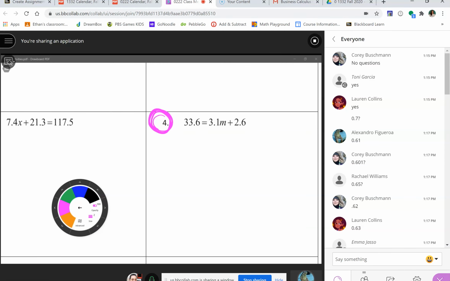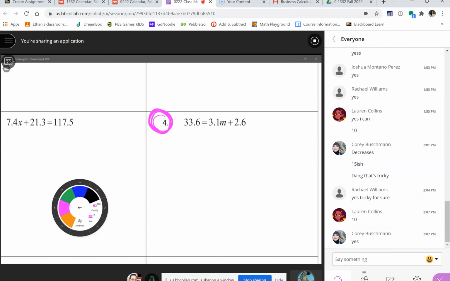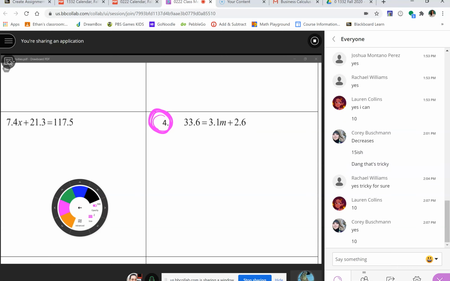Okay, so Lauren said 10. Does anyone agree with that? I haven't done it yet. Anyone else get 10? Corey got 10. Anyone else? Does anyone need to see this one worked out?